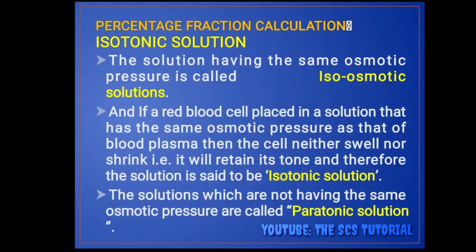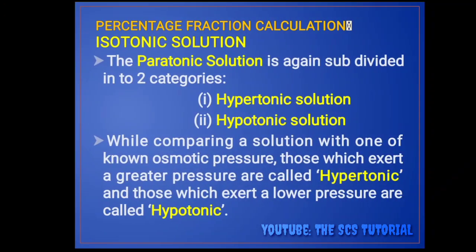The solution in which the osmotic pressure is the same as that of our blood plasma, and if the RBC cells are placed in that solution, the blood cells neither swell nor shrink, then the solution is said to be isotonic. The solutions which do not have the same osmotic pressure are considered as paratonic solutions.